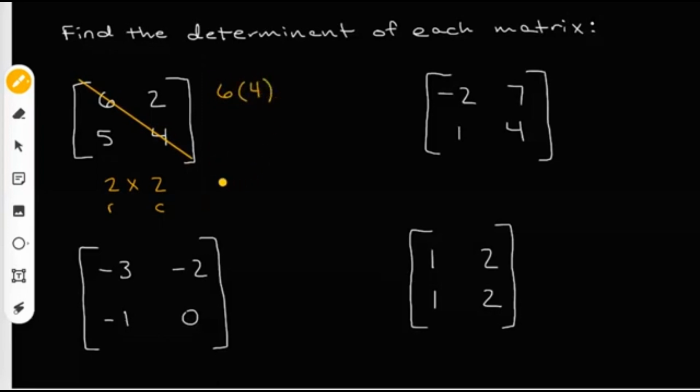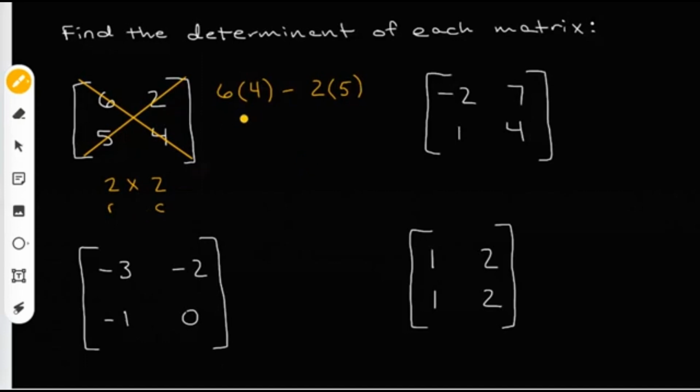Now I want to use the counter diagonal, which is the diagonal running in the opposite direction. It's going to hit 2 and 5. So we need to do 2 times 5. We multiply those two numbers together, and I always put a subtraction sign in between because we're always going to be subtracting at the end.